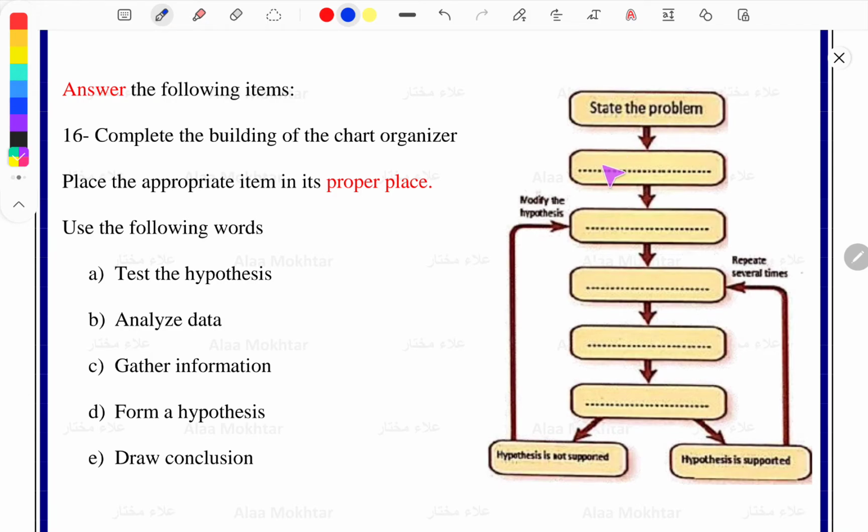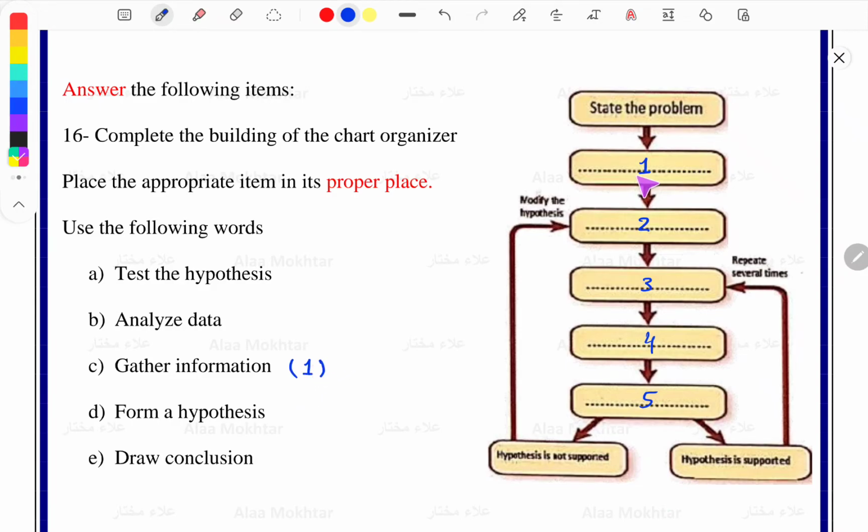The second is what? Is it test the hypothesis, or analyze data, or gather information, or form a hypothesis, or draw conclusion? Exactly. It is gathering information. State the problem and then I will collect the information about this problem. If I put numbers like 1, 2, 3, 4, 5, it will be easy. Number 1 it will be gathering information.